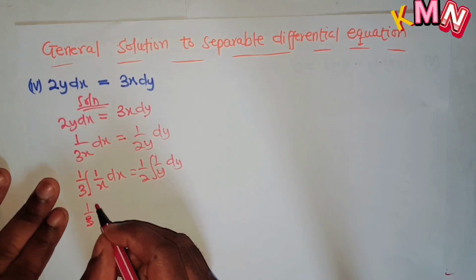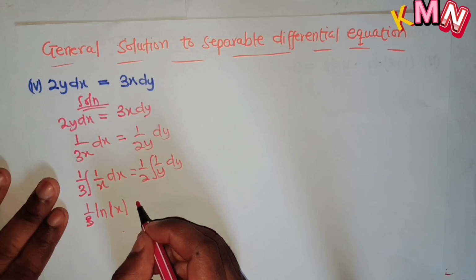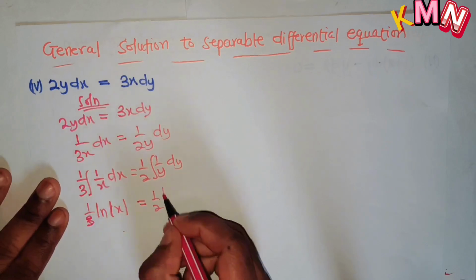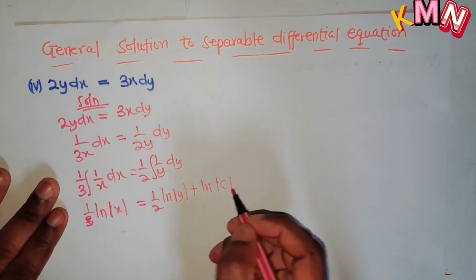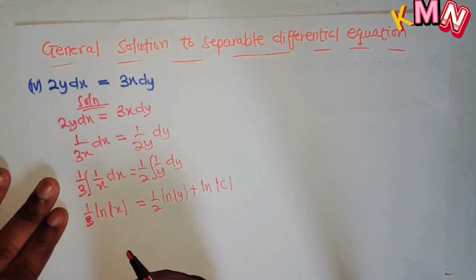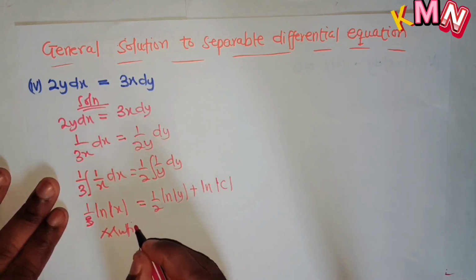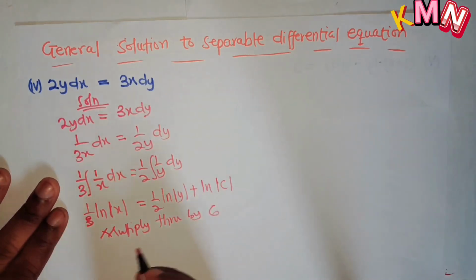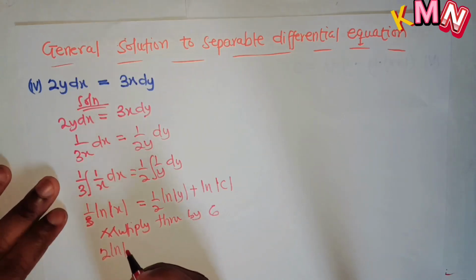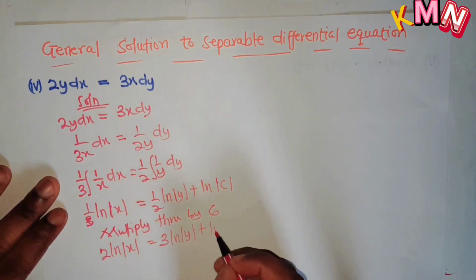This will give us 1 on 3 ln x equals 1 on 2 ln y plus ln of c. So we can choose to multiply through by 6 just to get rid of the fraction. So when I multiply through by 6, I'm going to get 2 ln x equals 3 ln y plus ln c.